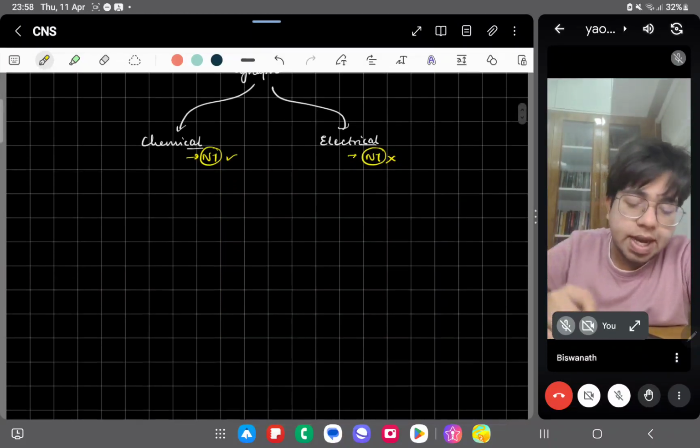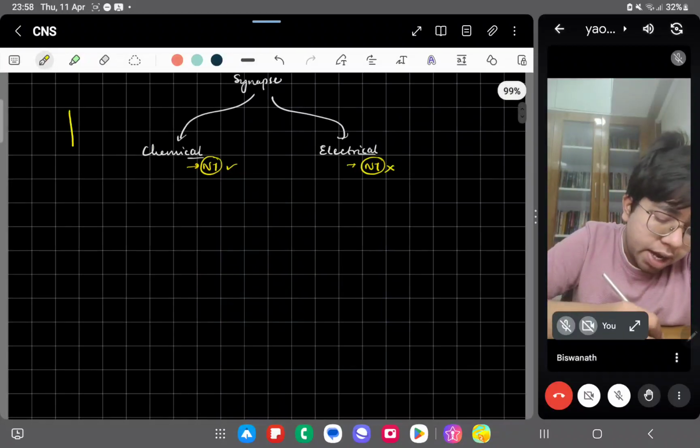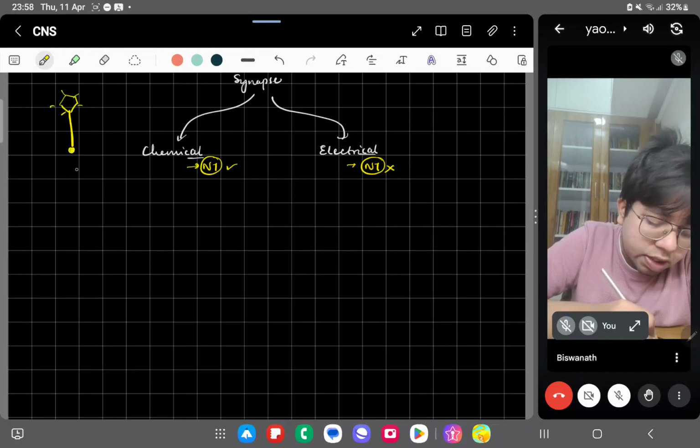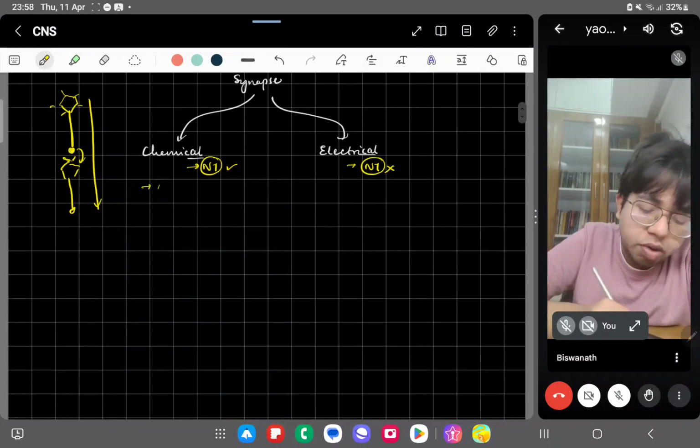And in chemical synapse the synaptic transmission is unidirectional. For example, here we have one neuron. Let's say this is your dendrites and all. This is your axon, this is your terminal button, and again we have the dendrites of another neuron. So the impulse conduction will be in a single direction only, a unidirectional process.